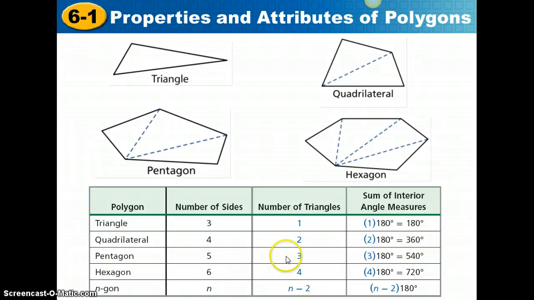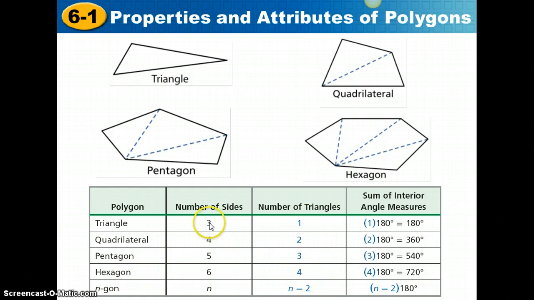And for 5 sides, we have 3 triangles, so we get 540 total. For 6, we have 4 triangles, so we get 720 total. And so for any n-sided polygon, the number of triangles within it would have to be the number of sides minus 2. That's the pattern we recognize.